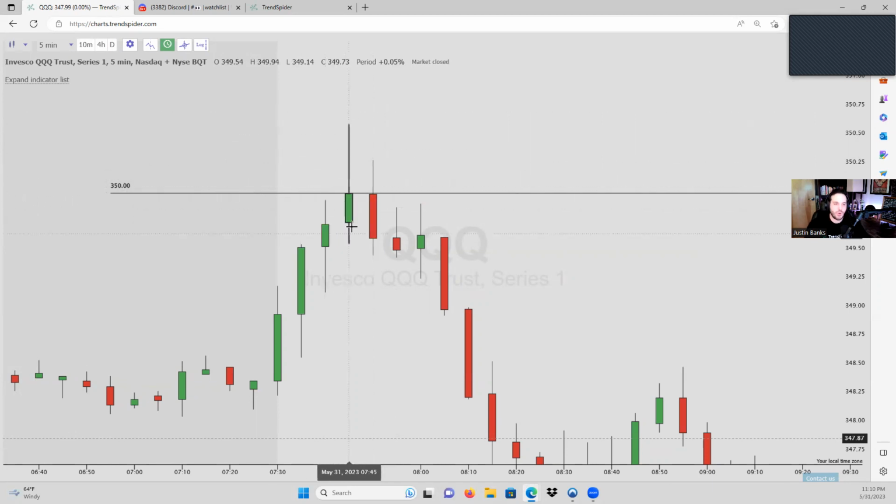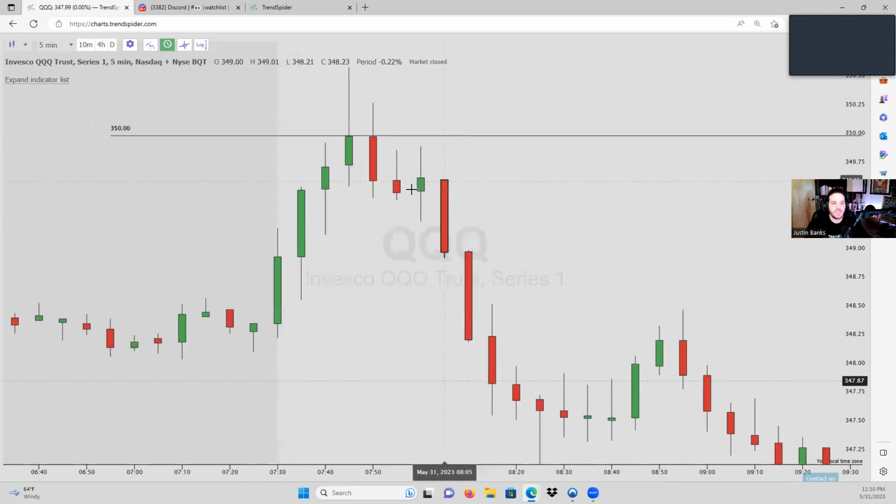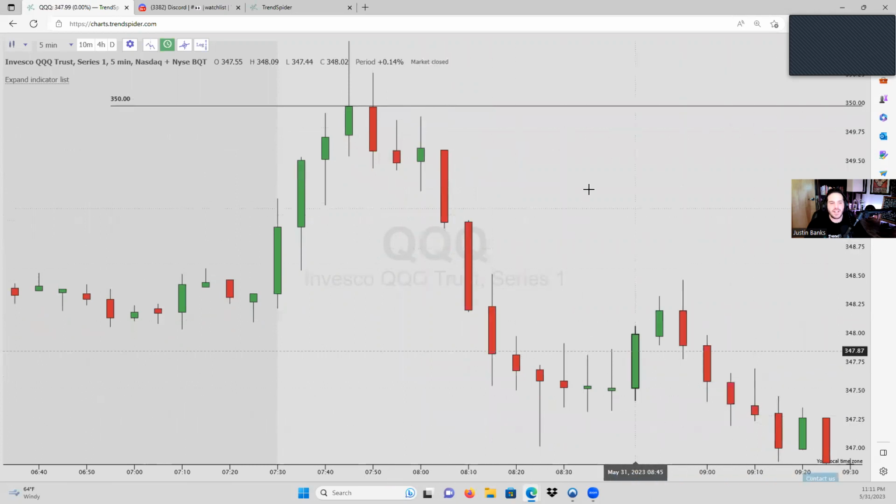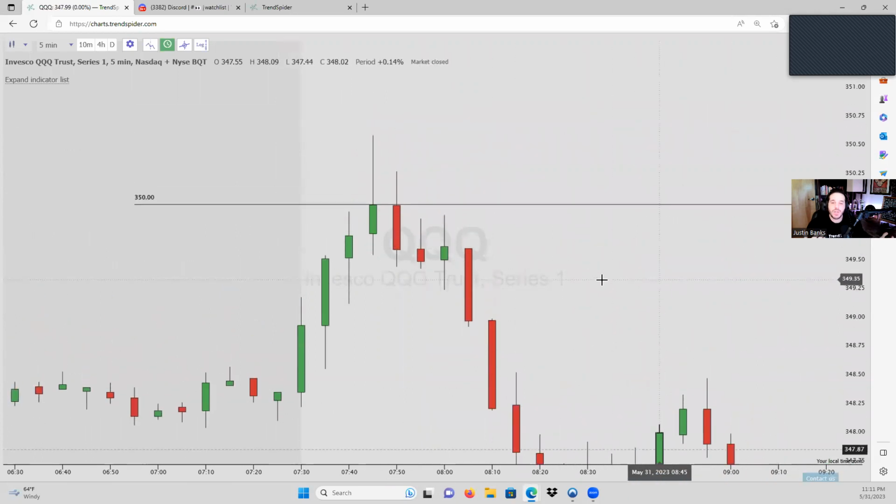Big wicks to the upside, full body candle closures below our level. And then what happened? We kept on putting lower highs and full body candle closures below the level, and we could not break it back above this level. And there was a nice downside trade. So again, I'll go over this really quickly.